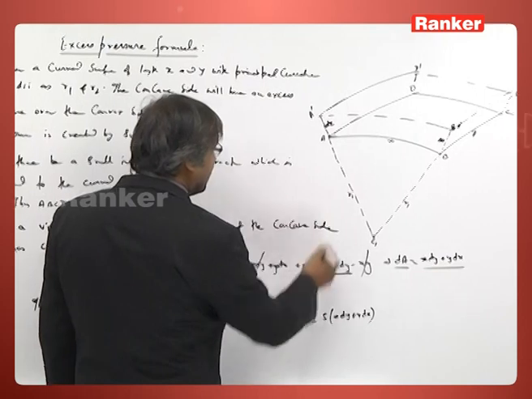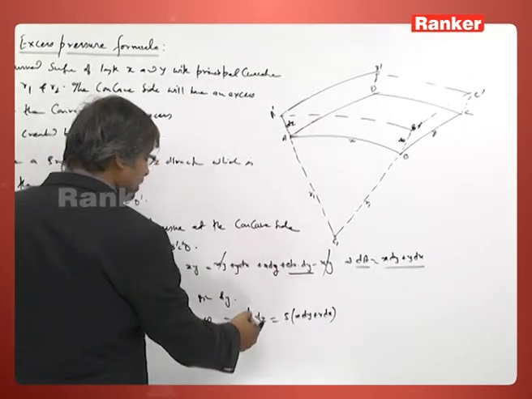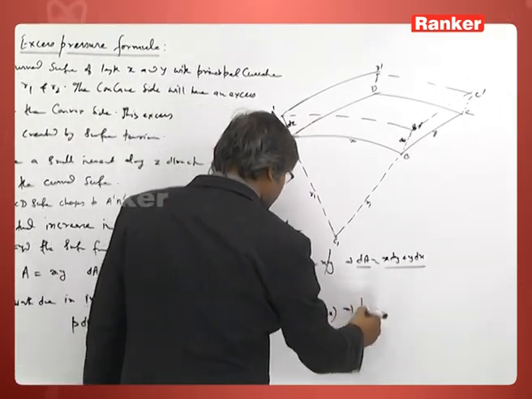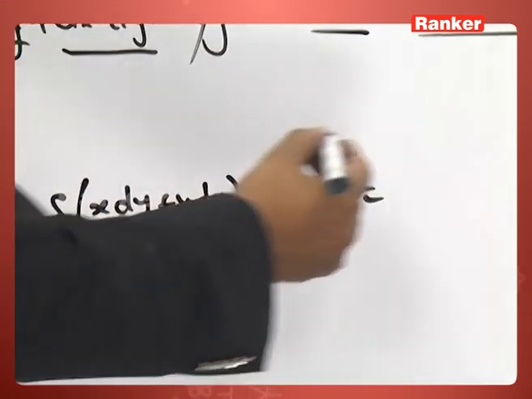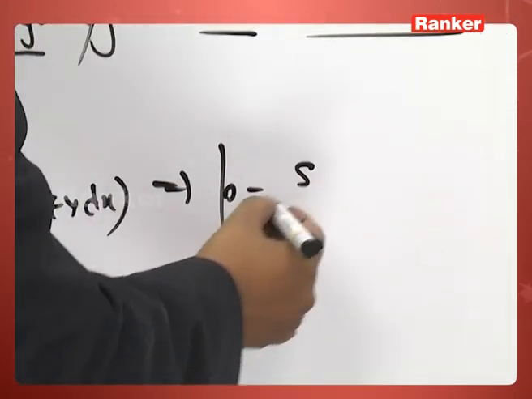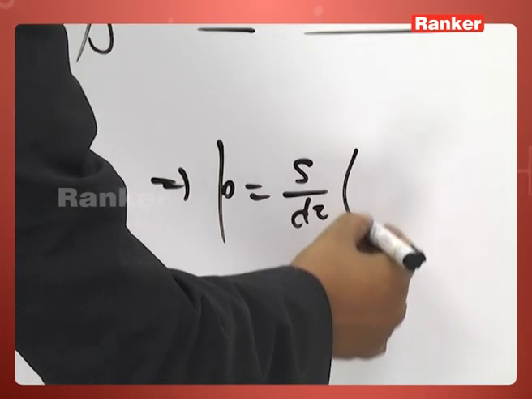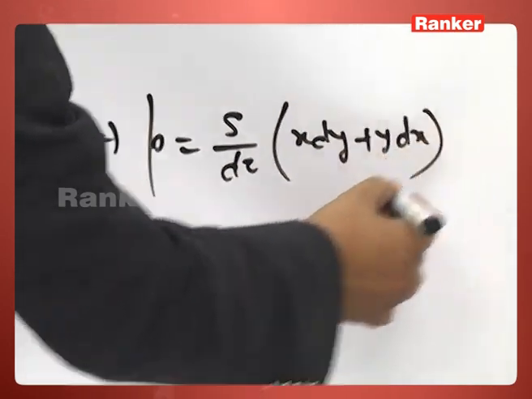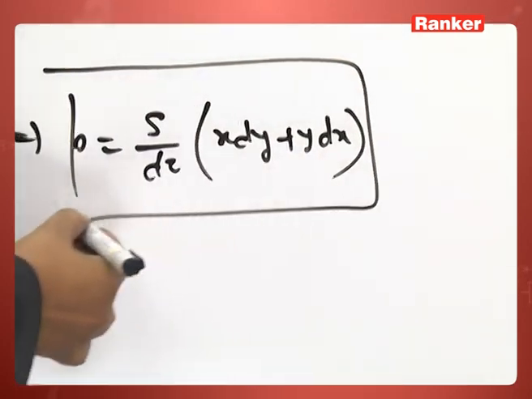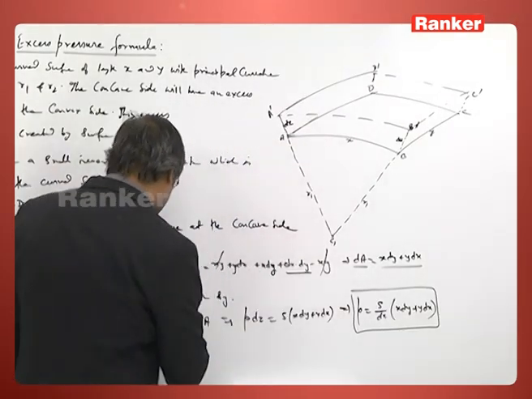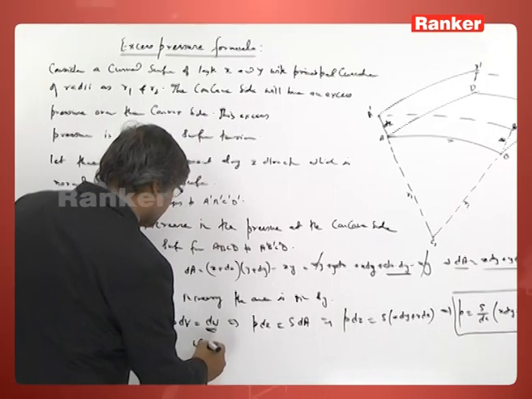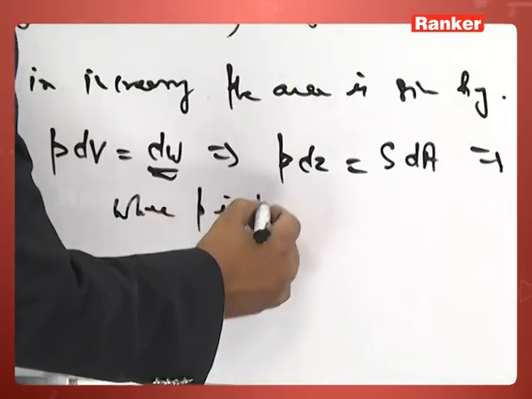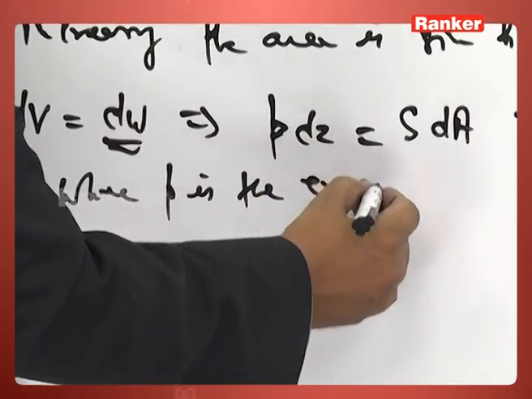Which implies further that P is equal to S times dz divided by (x dy plus y dx). So, this is P, where P is the excess pressure.